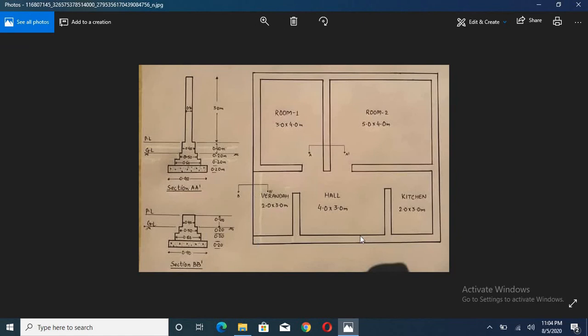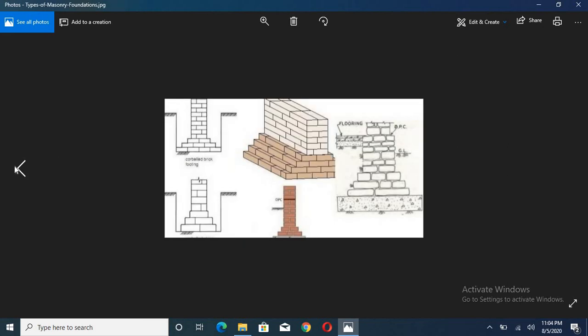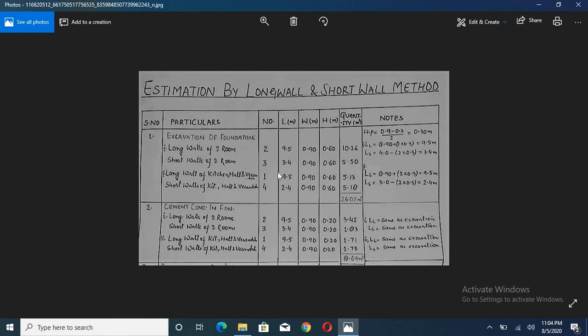Here this long wall length is similar to this one, so here the number is only 1, this one is only remaining, so the number is 1. Length is similar, 9.5, width is 0.9 and height is 0.6. The total quantity comes to 5.13. Now let's talk about the short wall of kitchen, hall and veranda.